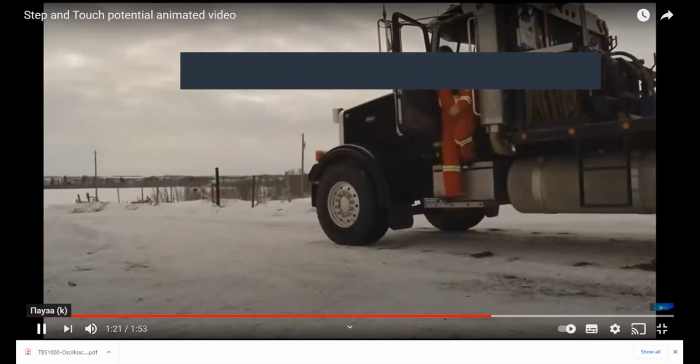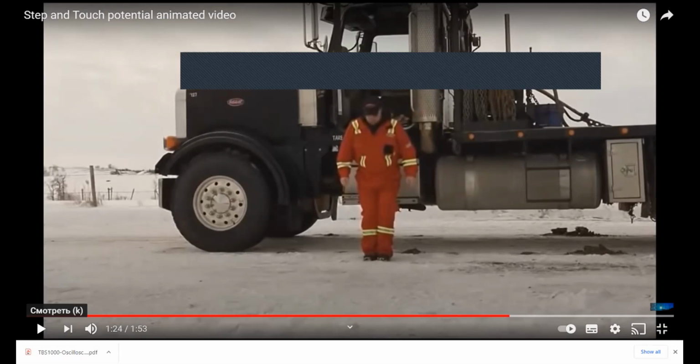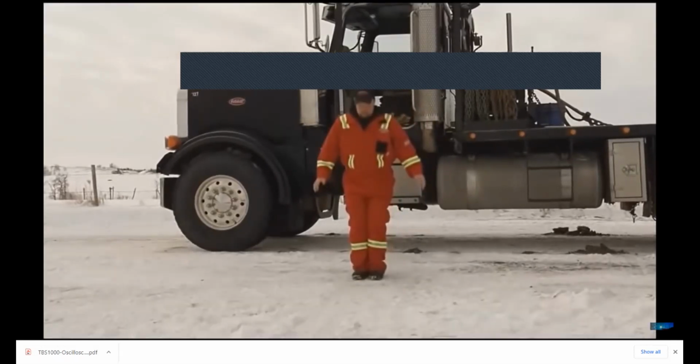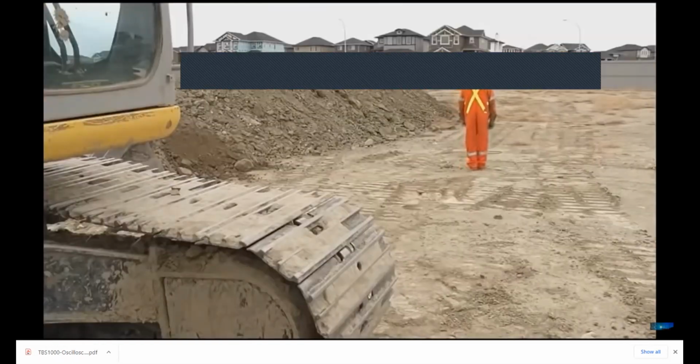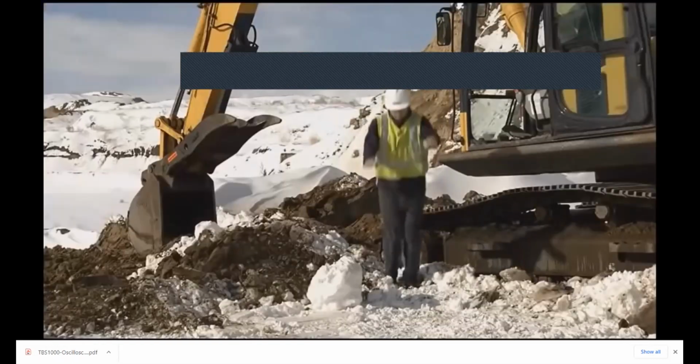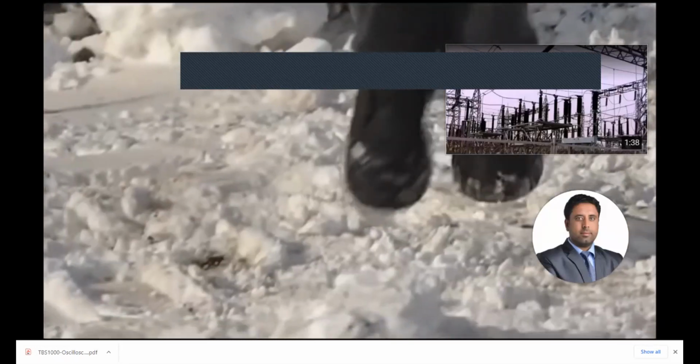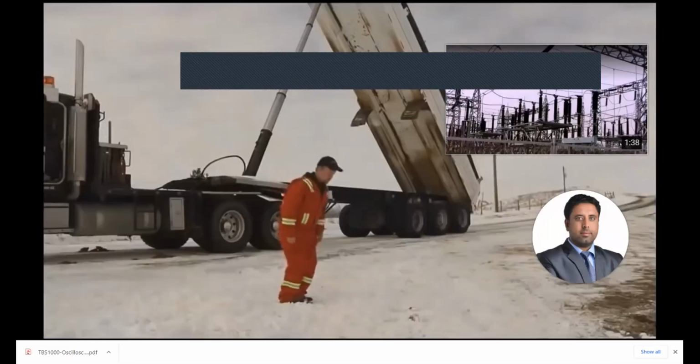If you must exit the vehicle, only in the case of a fire, jump away from the equipment with your 2 feet together, then bunny hop or shuffle at least 10 meters away from the equipment. Don't take large steps, as there is the potential for electrical current traveling through your body.